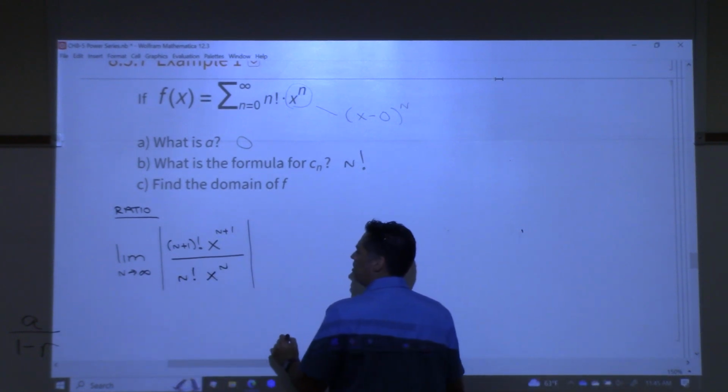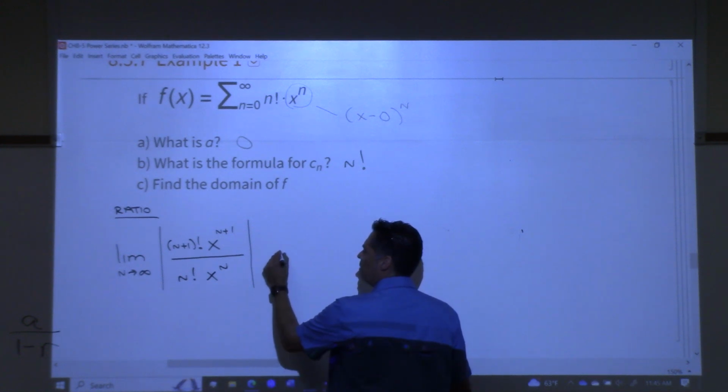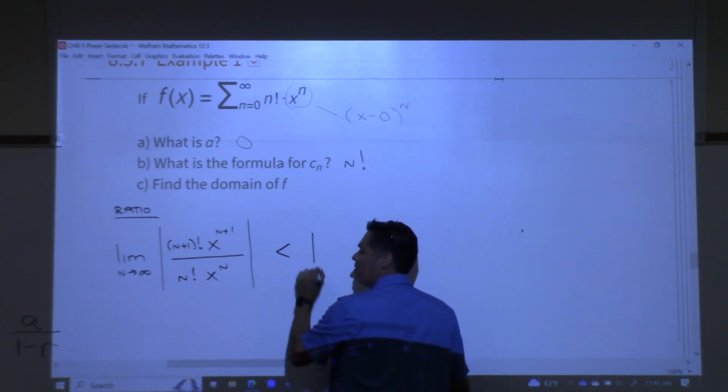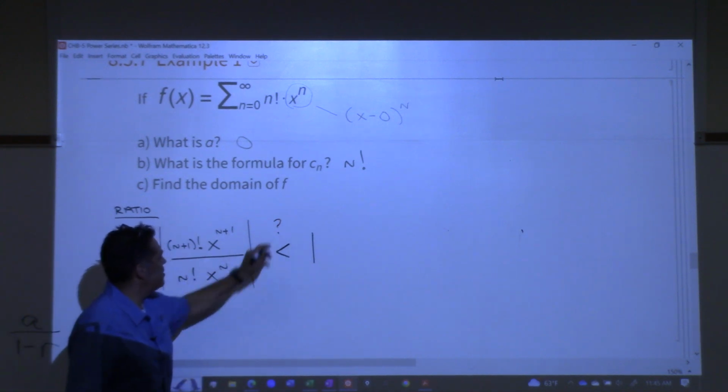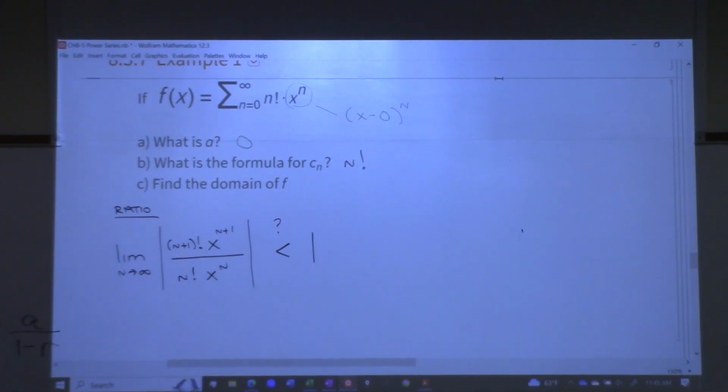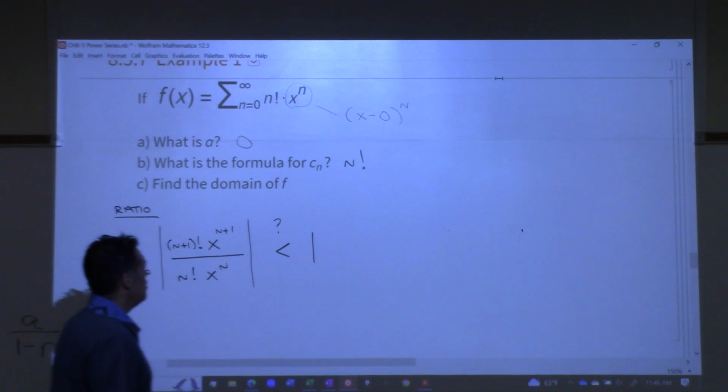And what do I want this limit to be? Less than 1, right, for convergence? So I'm asking myself, when is this less than 1? And that less than 1 for convergence is based on the ratio. That's the ratio test, yes. It says we have to have less than 1. If it's equal to 1, the test fails. That's important. If it's equal to 1, the test fails. If it's greater than 1, it's divergent, okay? So let's now do that.